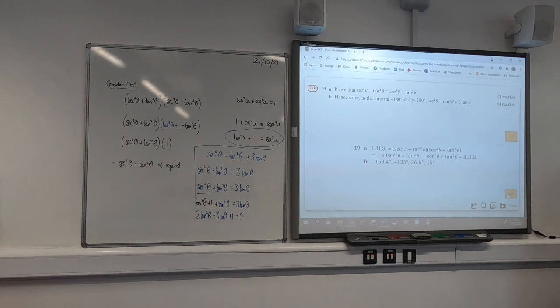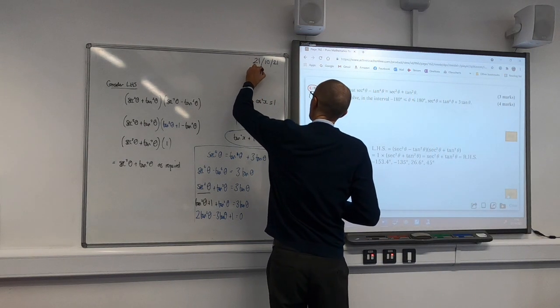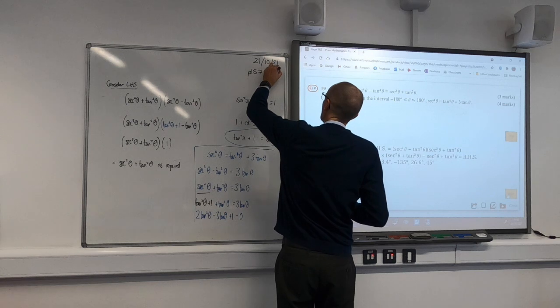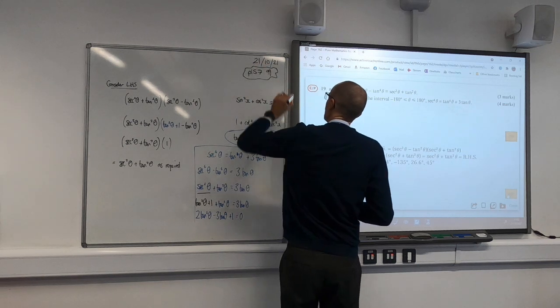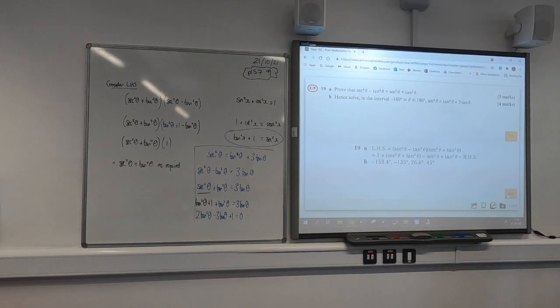I'm obviously not going to set you one to do for next lesson, because next lesson is some time away, but if you wanted to try one that was similar but slightly different, and you can check it in the solution bank, page 157 question 9 is a good one. It's not quite a prove and solve, but it's a hence question. So part A helps you with part B, and I would recommend having a look at that.